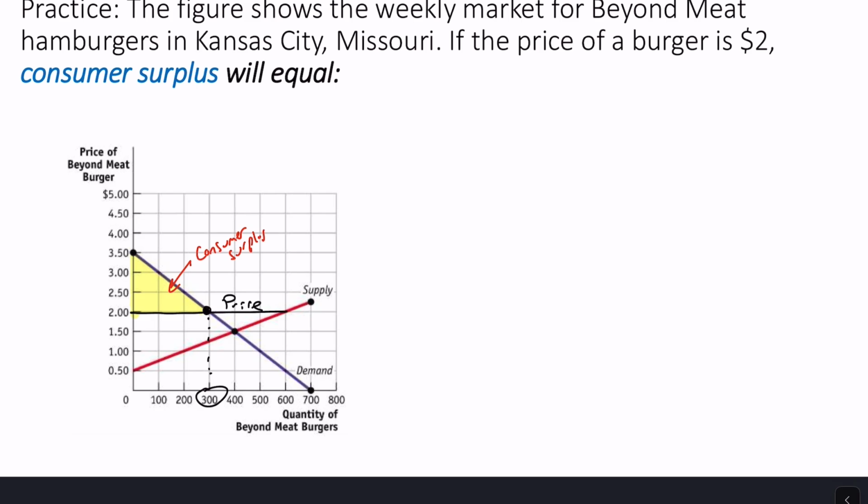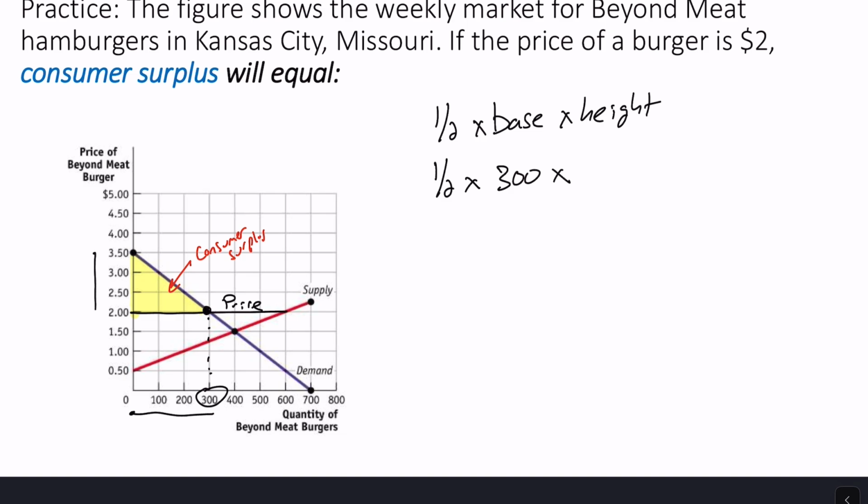So we have all the numbers we need on this graph to calculate our consumer surplus, 1/2 base times height of that yellow triangle. Our base is going to go from 0 out to 300, and so we have 300 for our base. Our height goes from 350 down to 2, and so we'll get 350 minus $2. Again, plug that into your calculator. It's simple arithmetic, and we'll get 150 times $1.50, and that will equal $225 for this question.